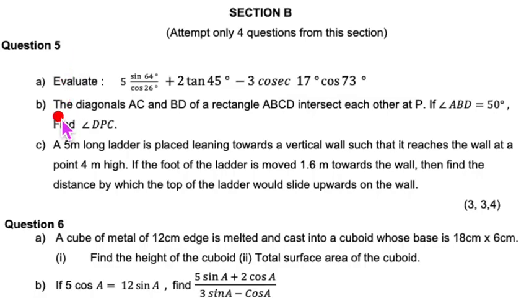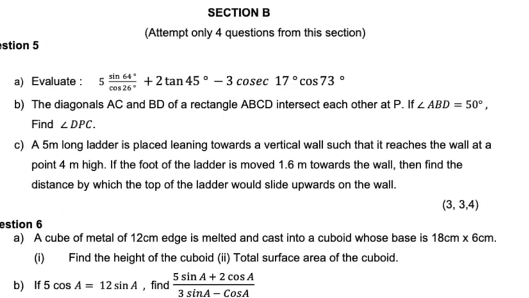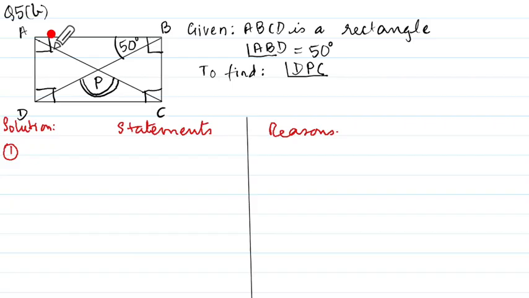Question number 5b. The diagonals AC and BD of a rectangle ABCD intersect each other at P, and if angle ABD is 50 degrees, find angle DPC. So let us write this down. We have rectangle ABCD. We have drawn the diagram for that rectangle ABCD, and we have written ABCD is the rectangle and angle ABD is 50. So this angle over here, this is 50 degrees, and we have to find angle DPC. This is the one which you have to find.